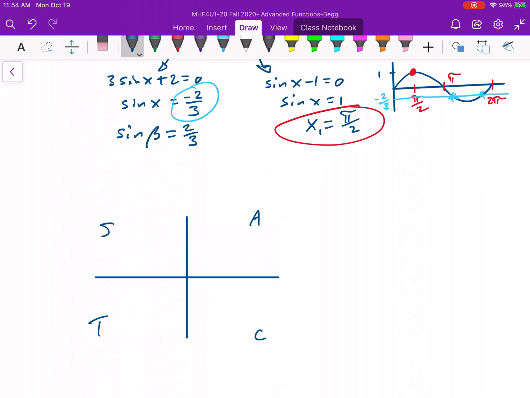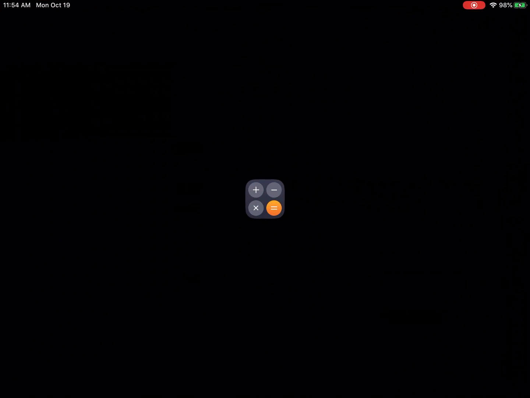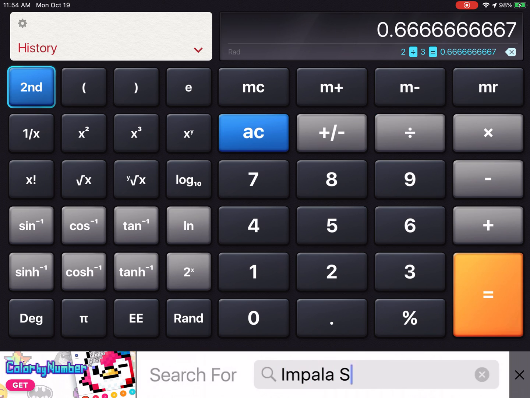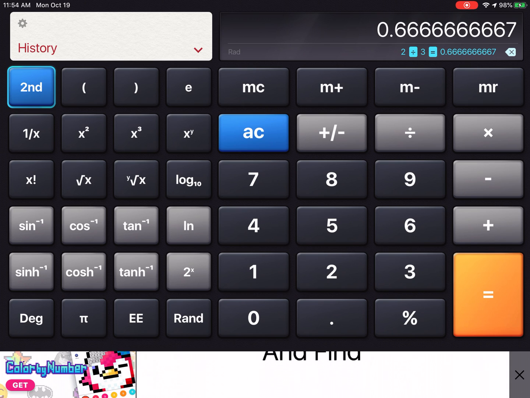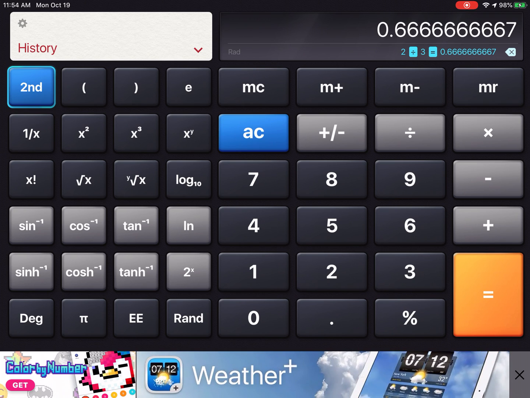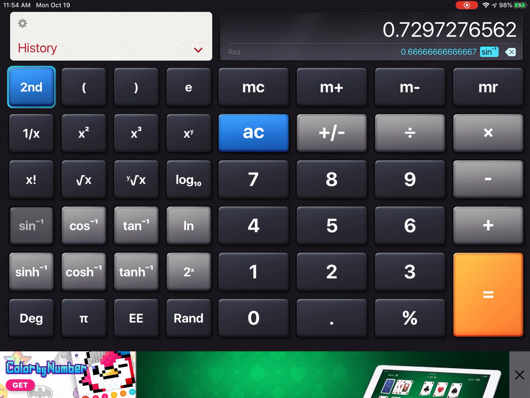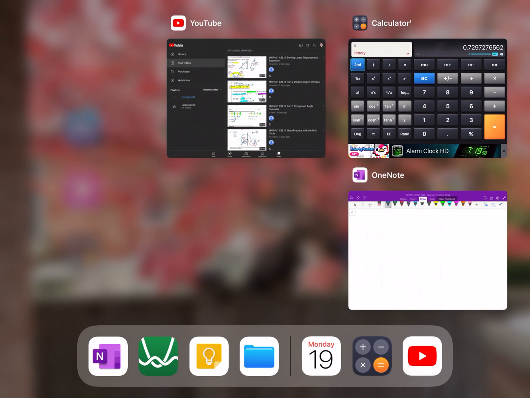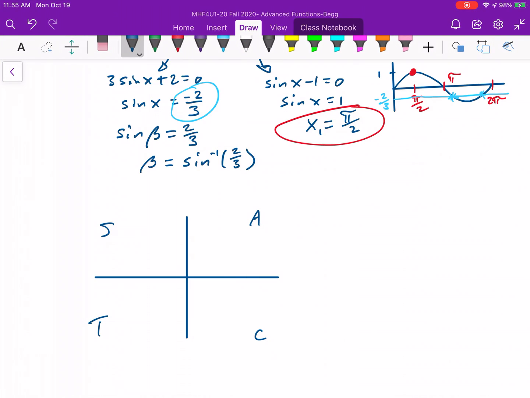But since this is not a special triangle, I can use a calculator for this. So I would just rearrange this one. Beta equals sine inverse of 2 over 3. And so on the calculator, 2 divided by 3, 0.6 repeating, second sine, that's already got the second function chosen, so over on the left you'll see sine with a negative 1, which I'm just about to tap, and I got 0.73 if I round that. And I'm in radians, yes, so just double check. So beta equals 0.73.